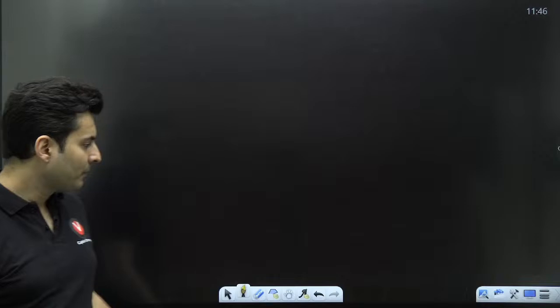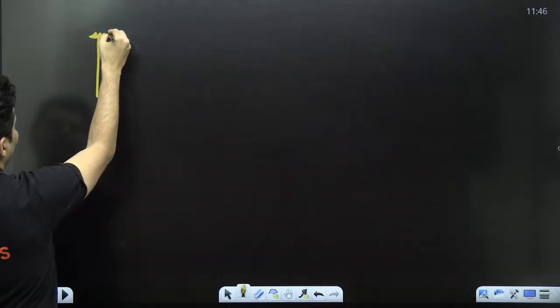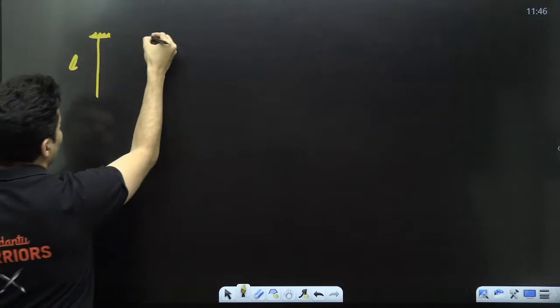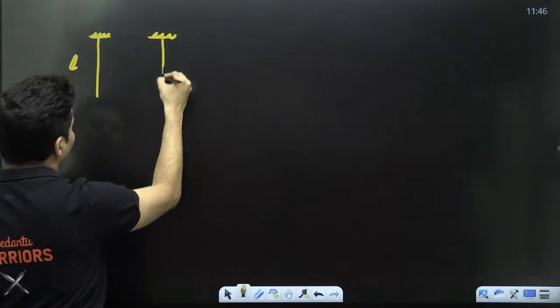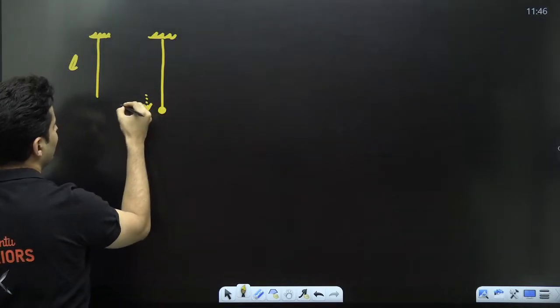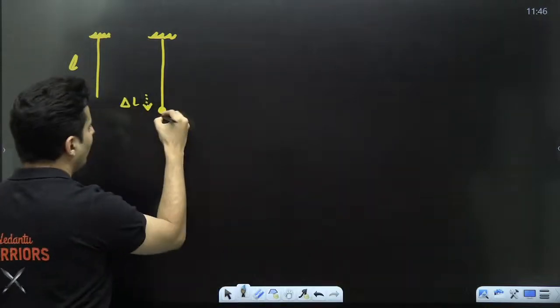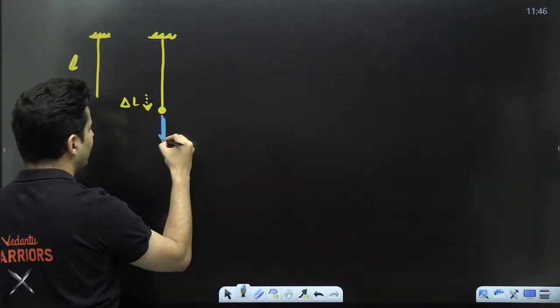Means what? See, this wire was there, nothing was hanging. Let's say its length was L. The moment you hang a mass, the length will increase. There will be some delta L increase because of the weight.